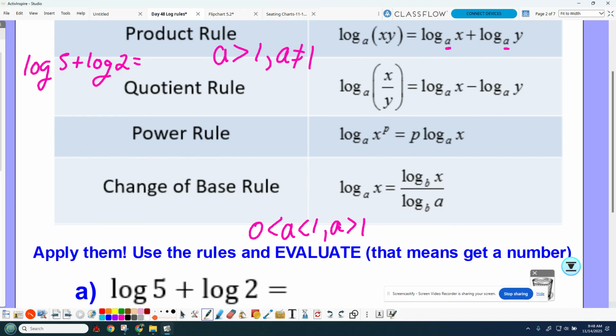All right. Addition across logs is multiplication inside. Subtraction across logs is division inside. And then this little guy, this exponent can come out as a coefficient, or the coefficient can come in as an exponent. And then that bottom thing is a change of base.